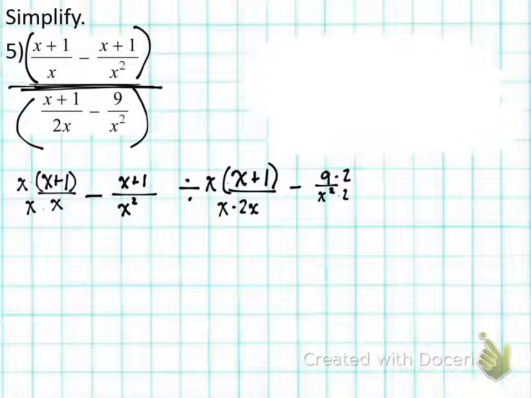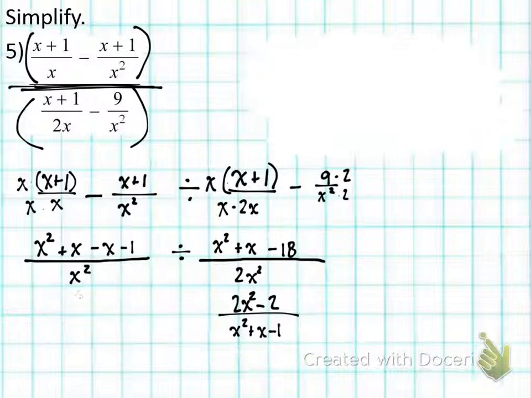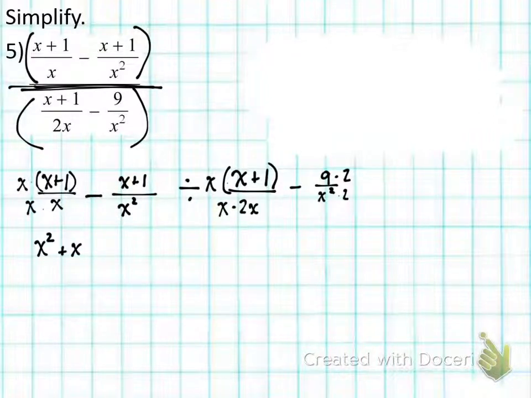Now we're going to multiply this out. We got x times x plus 1. What's x times x? X squared. Plus x times 1 is x. What's negative times an x? Negative x. And then what's negative times a positive 1? Negative 1. All over x squared. That's our first one.